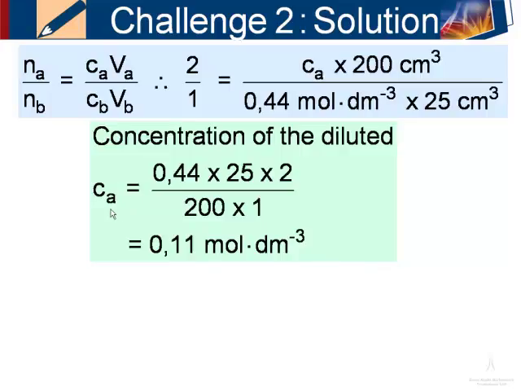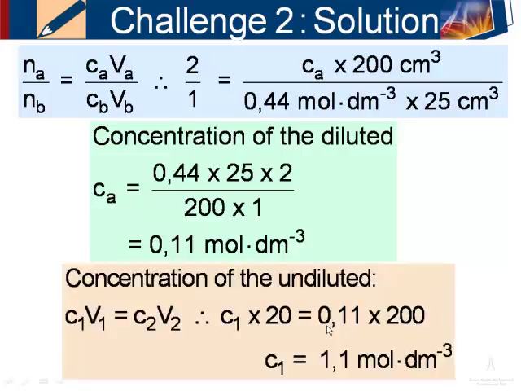This is the concentration of the diluted acid. However, the question asks us to calculate the concentration of the undiluted acid. To do that, we use the formula C1V1 equals C2V2. This is because the number of moles of the acid is the same. And so we have C1, which is the concentration that we want, times the volume of the undiluted acid, equals the concentration of the diluted acid times the total volume, which is 200. So in the end, the concentration of the undiluted acid is 1.1 mole per cubic decimeter.